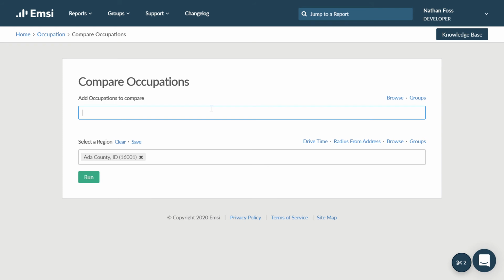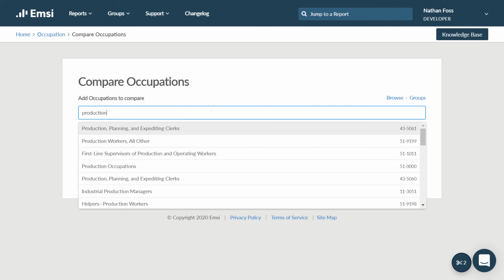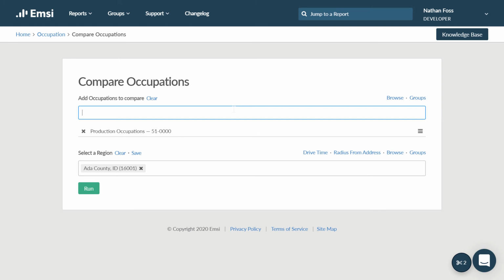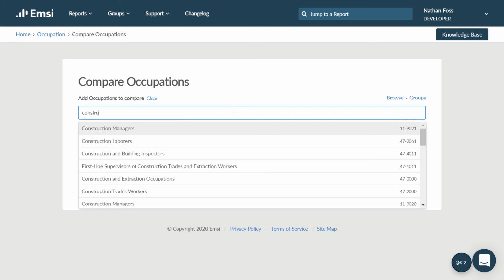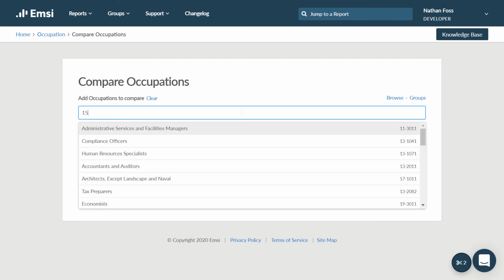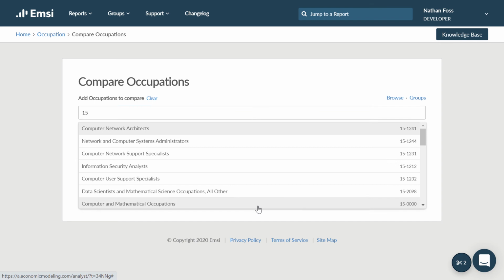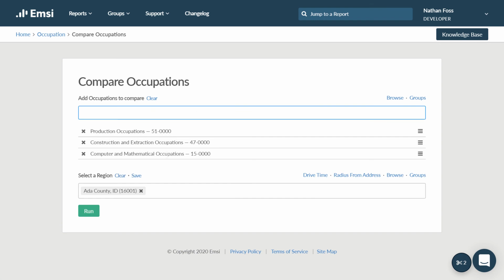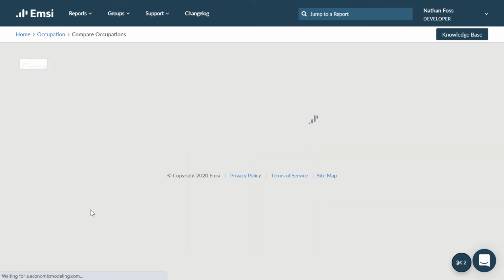against each other. So for instance, we're going to look up the production occupation. So that's 51-0000. Let's pull in the construction occupation. So we're going to say we want to look at construction and extraction occupations. And you know what? Maybe we'll also pull in the computer and mathematical occupations. So we can compare as many as we want here. They don't all have to be the same digit level. So you can see I pulled in all 2-digit level. You don't have to do it that way. That's just how I prefer to do it.